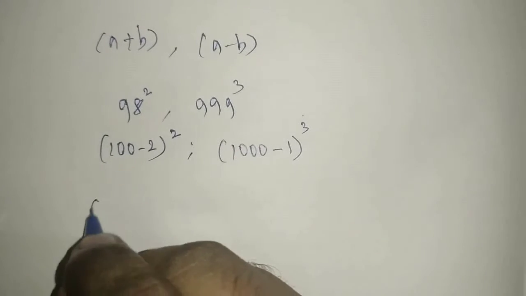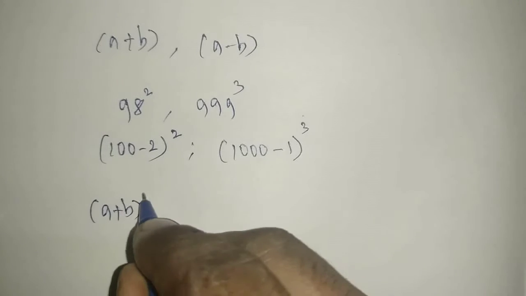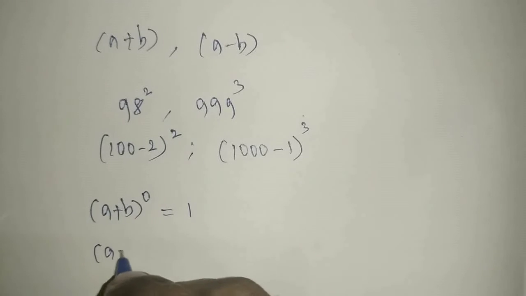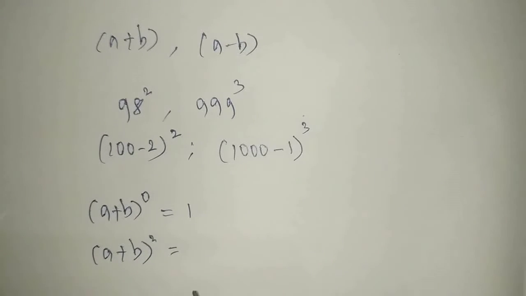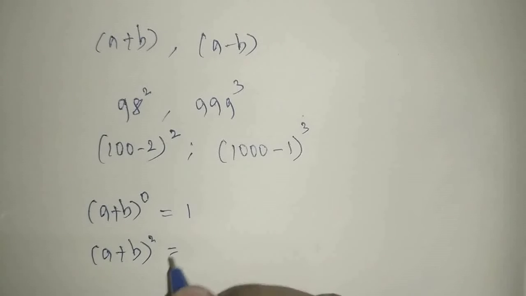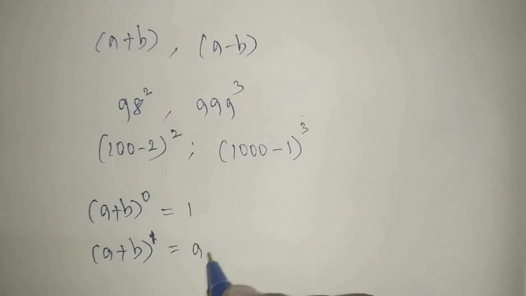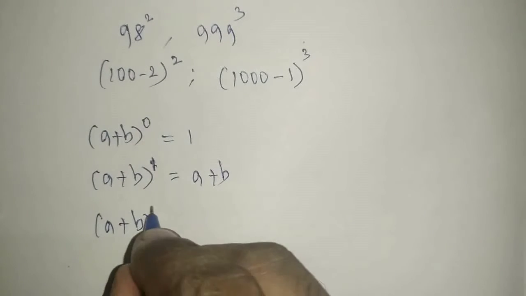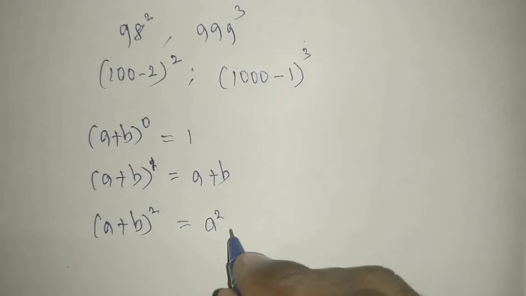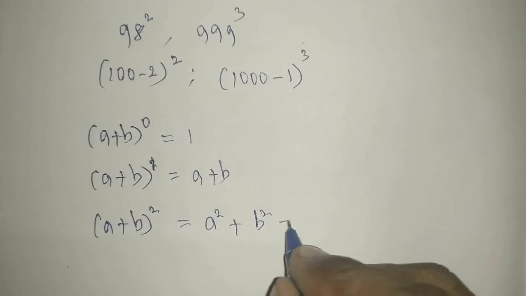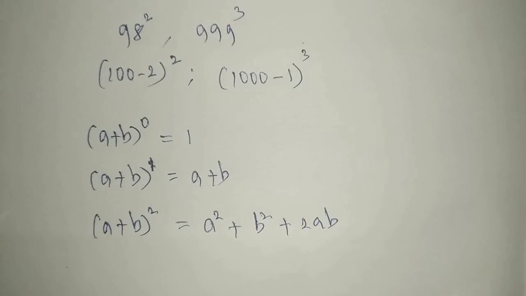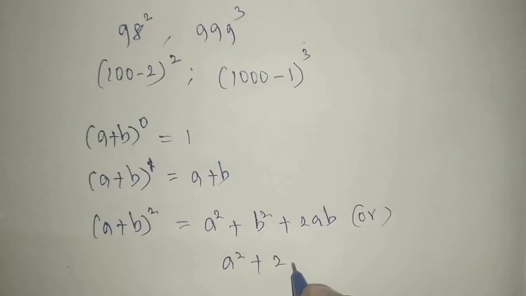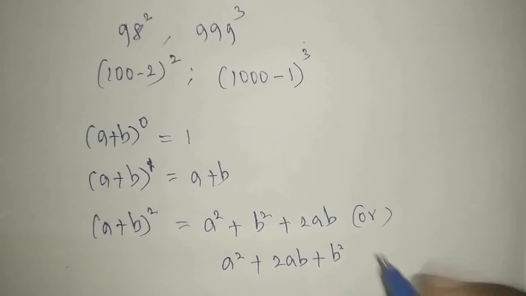Now see this. The formula: a plus b whole power 0. Anything power 0 we know is 1. And a plus b whole square, we know very well: a square plus 2ab plus b square. We can also write the 2ab in the middle. Like this also we will write this formula.